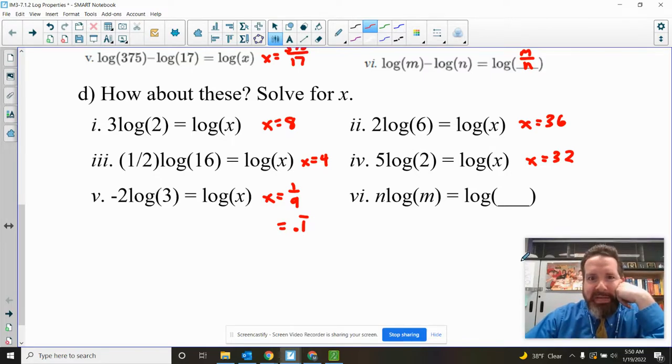Were you able to figure out the pattern this time? If you weren't, I want you to try. So do one more quick pause. See if you can figure out the relationship between what we started with and what we ended with each time.